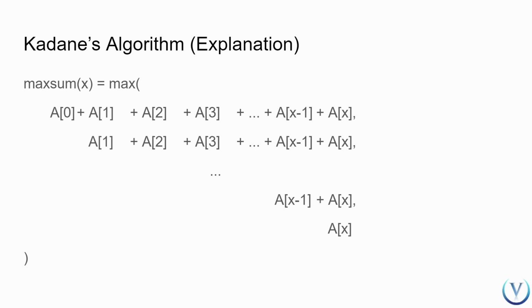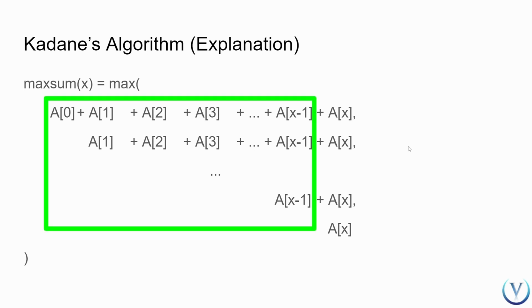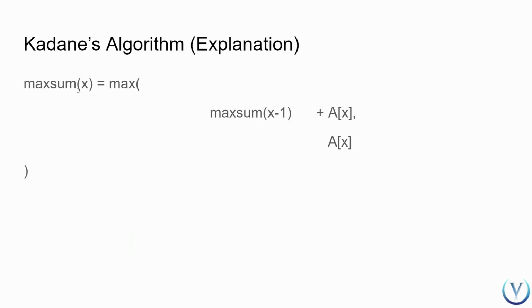Now, if we write out the definition of the maxsum of x, specifically maxsum of x is equal to the maximum among all these subarray sums, starting from index 0 to index x, index 1 to index x, and so on until x alone. You can see that this triangle has a repeating substructure. Specifically, this green box over here has actually been calculated before when we calculated maxsum of x minus 1. So, maxsum of x is actually calculated as maxsum of x minus 1 plus a[x], or a[x] alone.